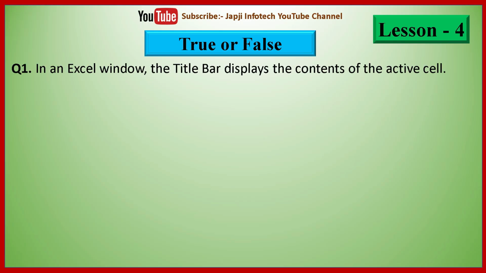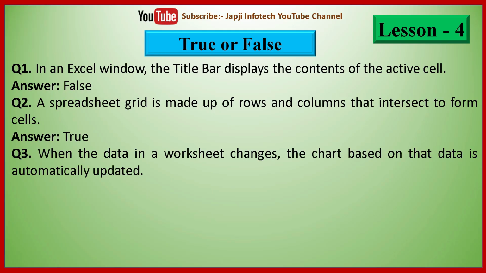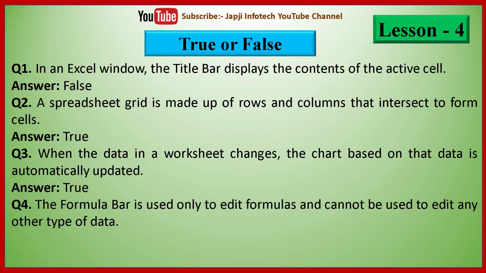In an Excel window, the title bar displays the content of the active cell. The answer is false. And second question is, a spreadsheet grid is made up of rows and columns that intersect to form cells. True. And question number 3 is, when the data in a worksheet changes, the chart based on that data is automatically updated. True. Fourth one is, the formula bar is used only to edit formulas and cannot be used to edit any other type of data.